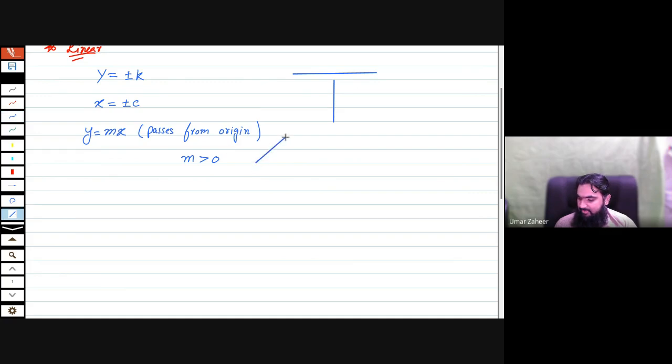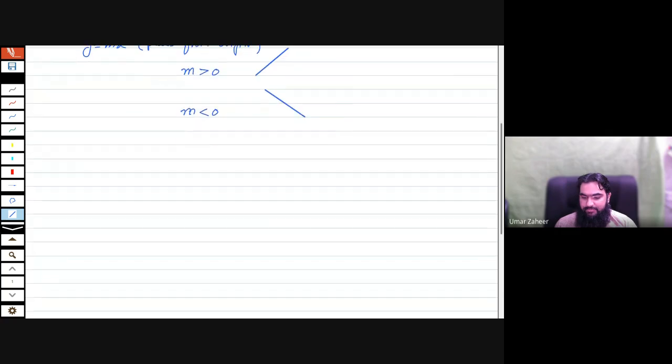The line is moving upward. And if the gradient is lesser than 0, which means you have a negative gradient like m is equal to minus 2, minus 3, then from left to right, the line is moving downward. We have done all of these things in the coordinate geometry. And the standard form is basically y is equal to mx plus c. Right? So the same thing is going to apply here as well.